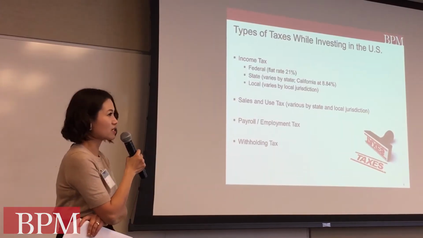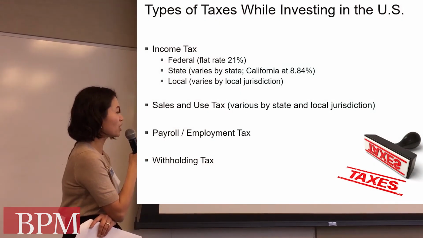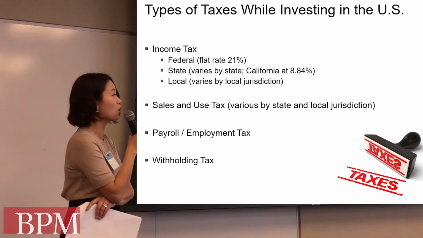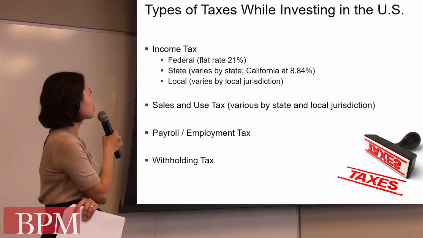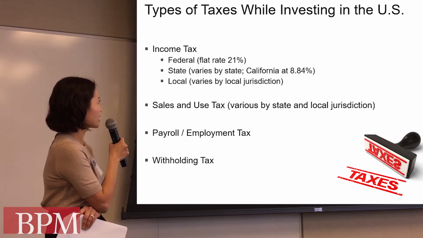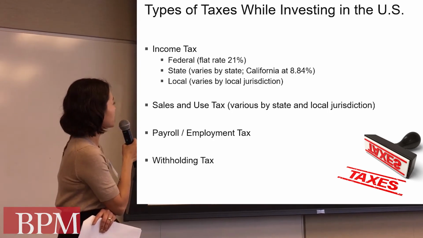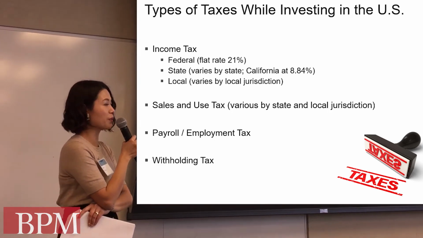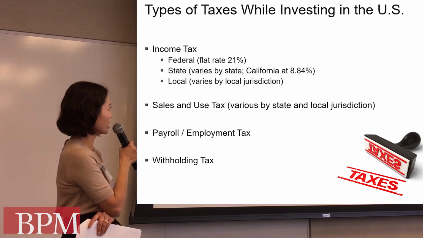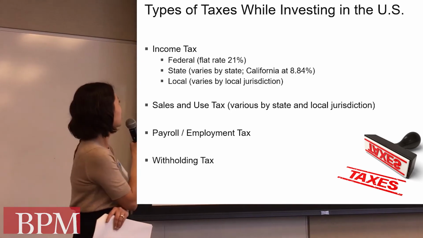These are very common types of taxes that you have to be thinking about while investing in the US. Income tax: there are 3 levels of income tax in the US, at the federal level, state level, and local level. At the federal level, as we just mentioned, after the tax reform, there's now a flat tax rate of 21% for corporations. The state level tax rate varies by state. Each state has its own income tax rate, but in California, the tax rate for corporations is 8.84%.